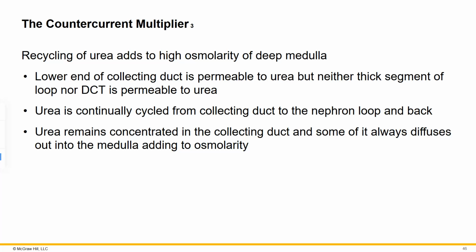Recycling of urea adds to the high osmolarity of the deep medulla. The lower end of the collecting duct is permeable to urea, but neither the thick segment of the loop nor the DCT is permeable to urea. Urea is continually cycled from the collecting duct to the nephron loop and back. Urea remains concentrated in the collecting duct, and some of it always diffuses out into the medulla, adding to osmolarity.